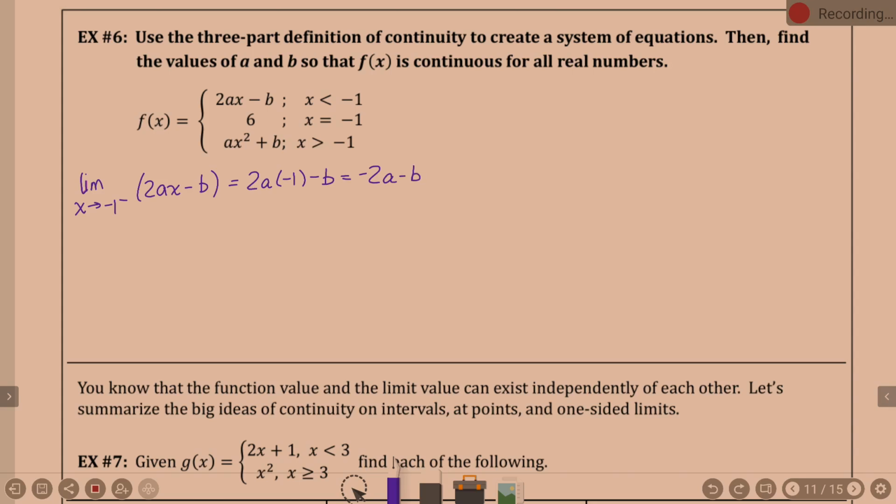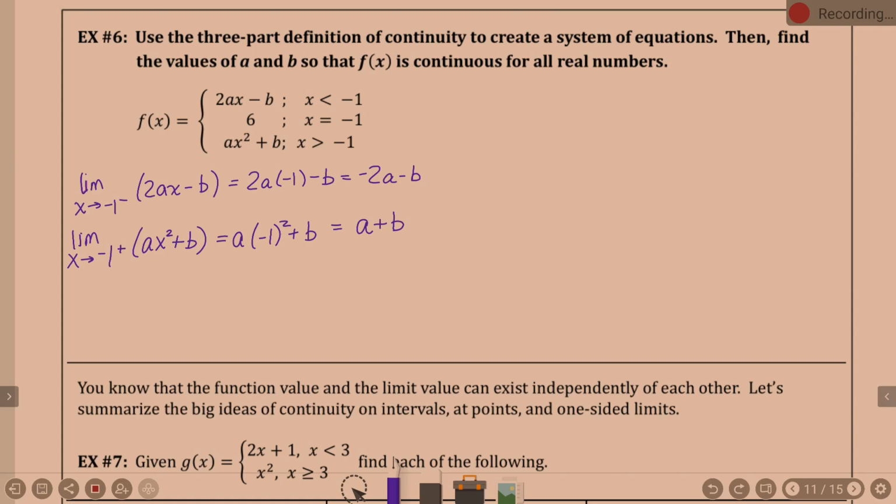Limit from the right. Limit as x approaches -1 from the right. Which piece am I using here? ax squared plus b. Are you with them? Plugging in -1 for x, so a times -1 squared plus b, that works out to be what? -1 squared is +1, and we have a plus b.